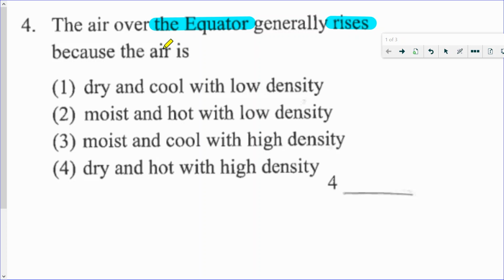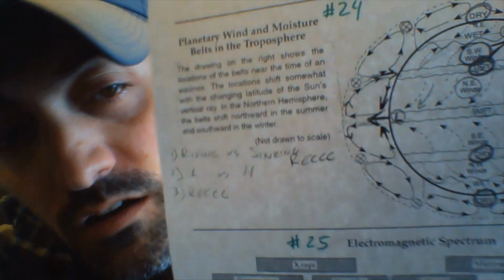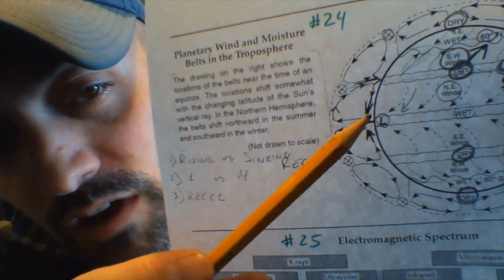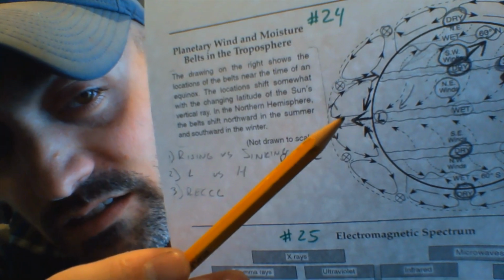All right, at the equator, you have rising air. The air is moist and hot, low density, so it'd be choice 2. How did I know it was low density? Well, when I'm looking here, I can see that that air is rising up, so that must be less dense. That's why it rises. The other thing to remember is low versus high pressure.